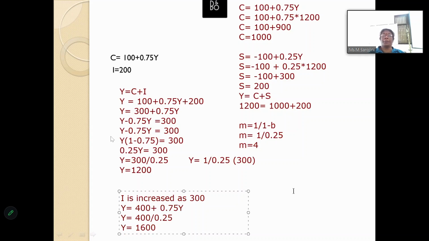Here also, after increasing the national income, you can calculate the saving as well as the consumption, also the multiplier. Okay? Right. I erase this one.